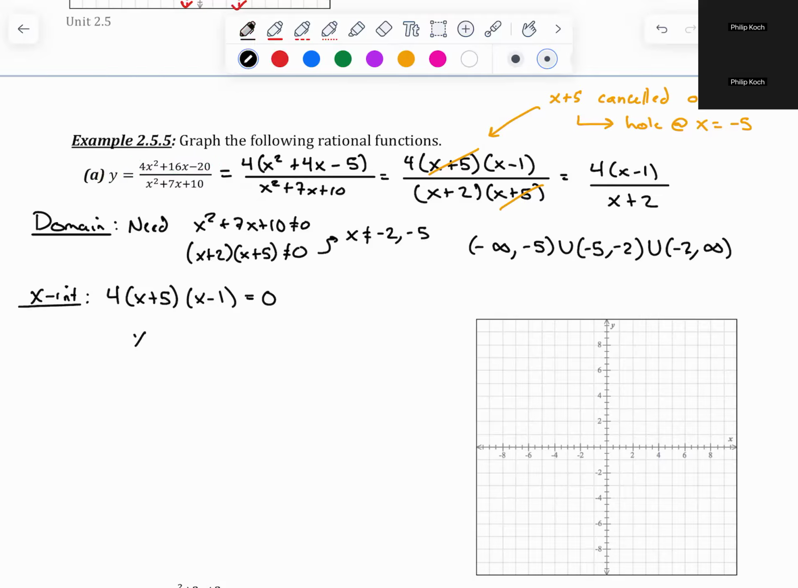And that gives me x equals -5 and +1, but -5 is not in the domain. So we just have (1, 0). One, 0 only. There were 2 potential spots for x-intercepts, but one of them is not in the domain, so it's not an x-intercept. But how can that not be in the domain? Because it was also in the denominator. When you plug in -5, you get 0 over 0, which is indeterminate. And so that's going to give us a hole, but not an x-intercept.